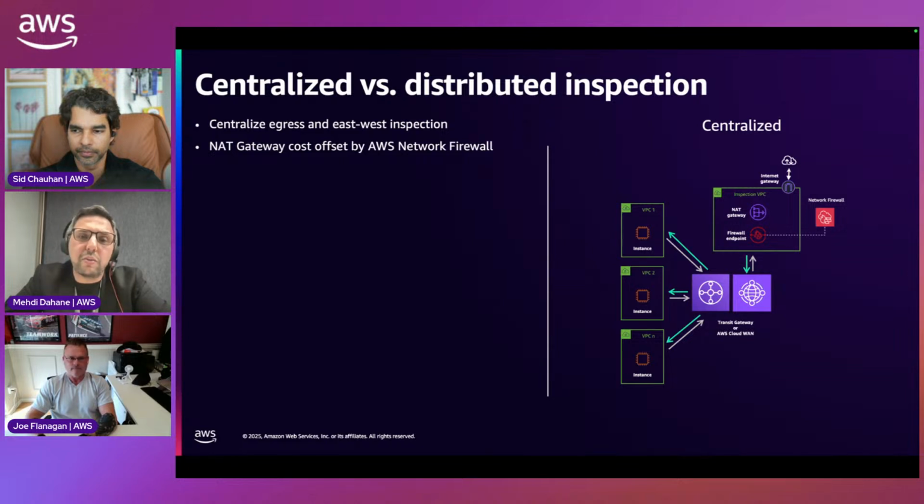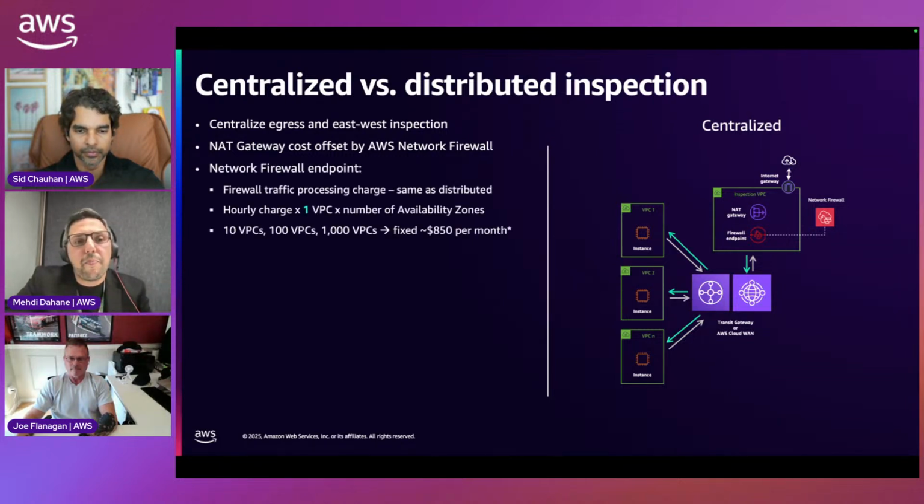So with centralized, we're deploying a VPC, we're putting the firewalls and the NAT gateways in it, and then we route all the traffic going to the internet or east-west via this centralized inspection. Because we're deploying the firewall together with the NAT gateway in the same account, again, the NAT gateway is offset, right? Meaning there is no charge for the NAT gateway, or it's covered by the charge of the firewall, right?